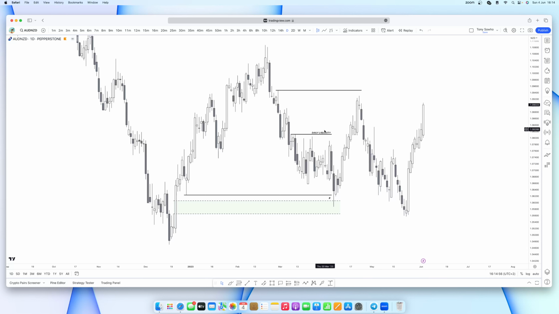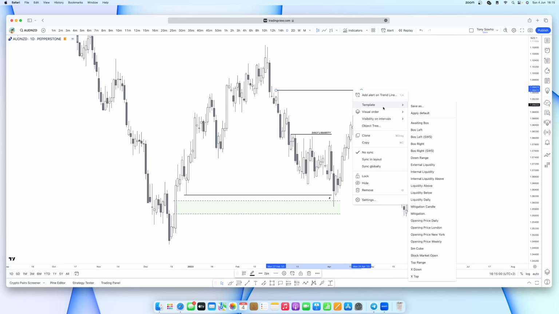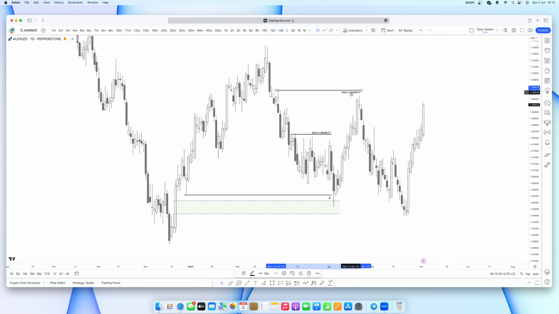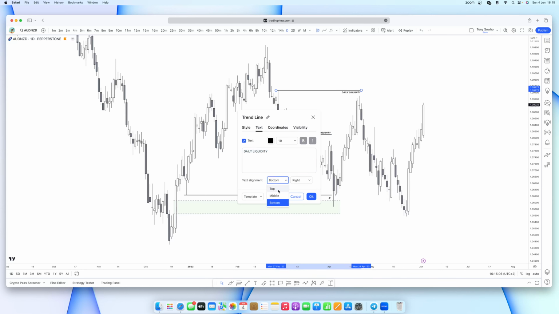So price bought all the way to the upside, captured this liquidity, and still came all the way to the upside. And today we now have another daily liquidity to the upside that is still intact.